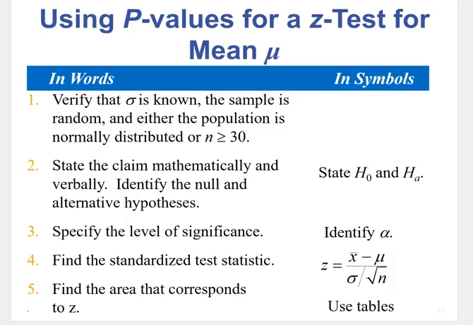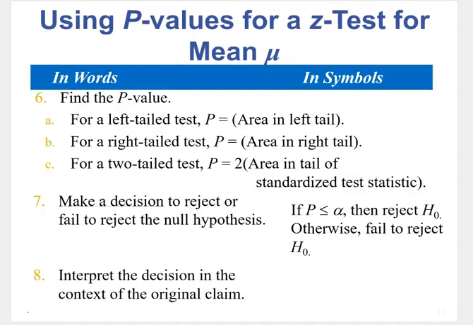We're going to state our null and our alternate. We're going to identify our alpha. We are going to find that test statistic. We are going to find the area that corresponds to that. We're going to find that p-value that we need, and then we're going to decide to reject or fail to reject, and then we're going to write out our claim. So we are going to do these problems all the way through from beginning to end using these 8 steps.